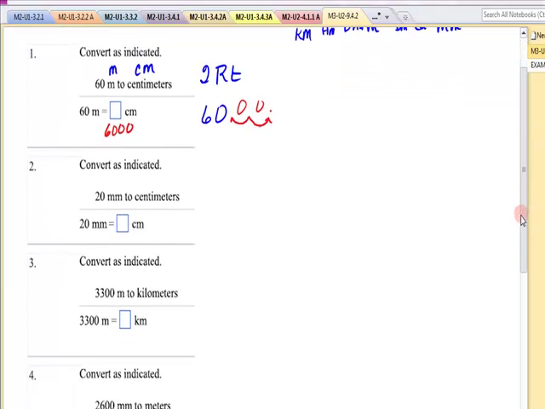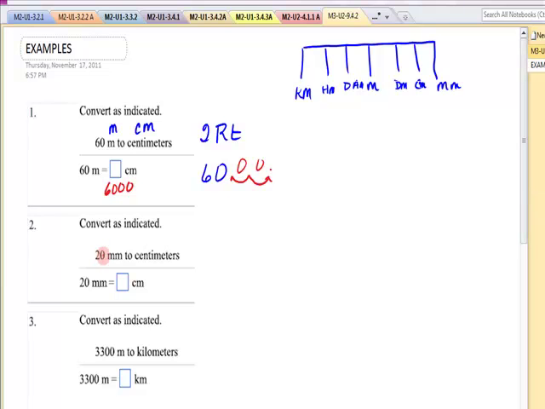All right, let's look at another one. 20 millimeters to centimeters. Millimeters to centimeters is 1 to the left. So take the number 20. Where is its decimal point? It's right here. Move 1 to the left and you get 2. 20 millimeters is 2 centimeters.